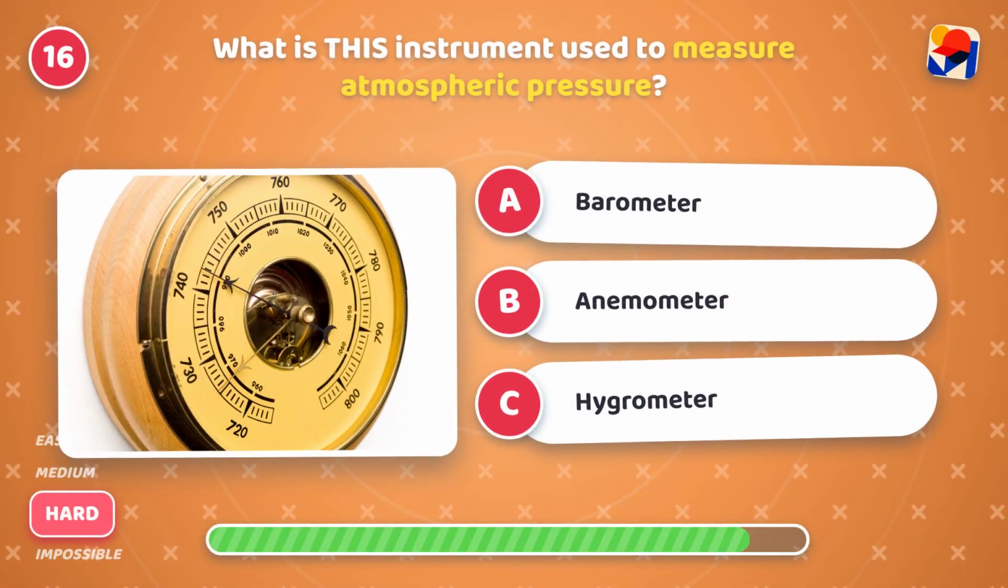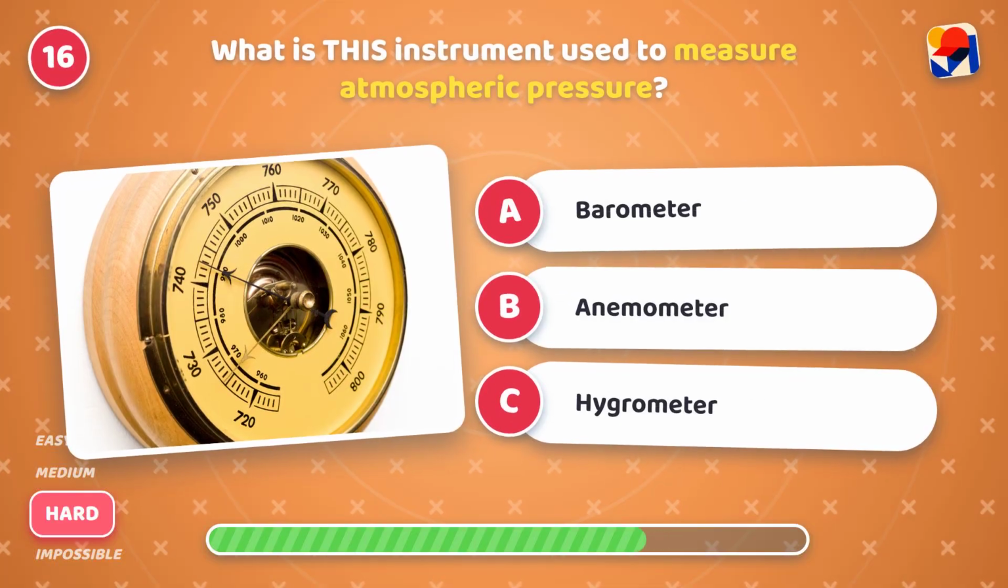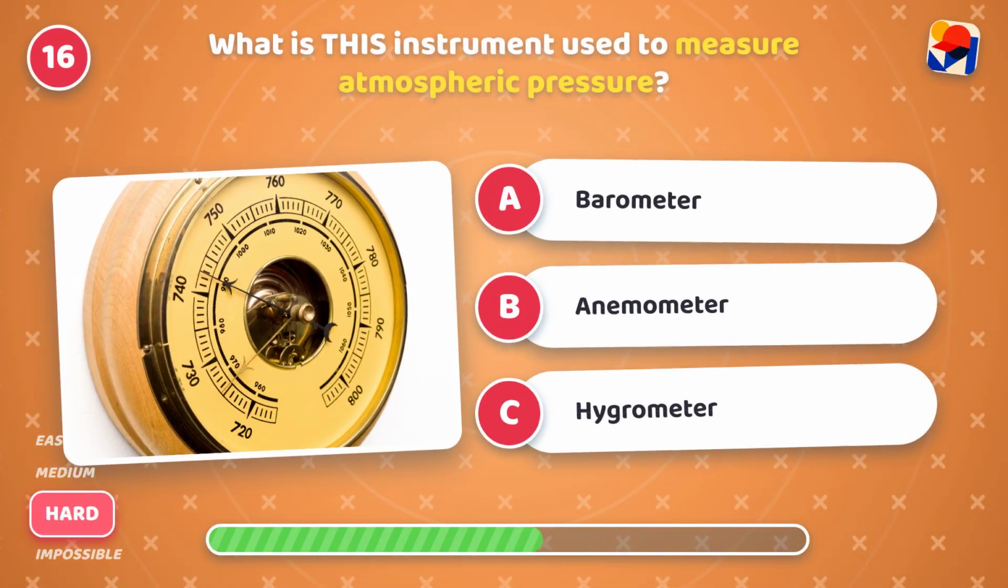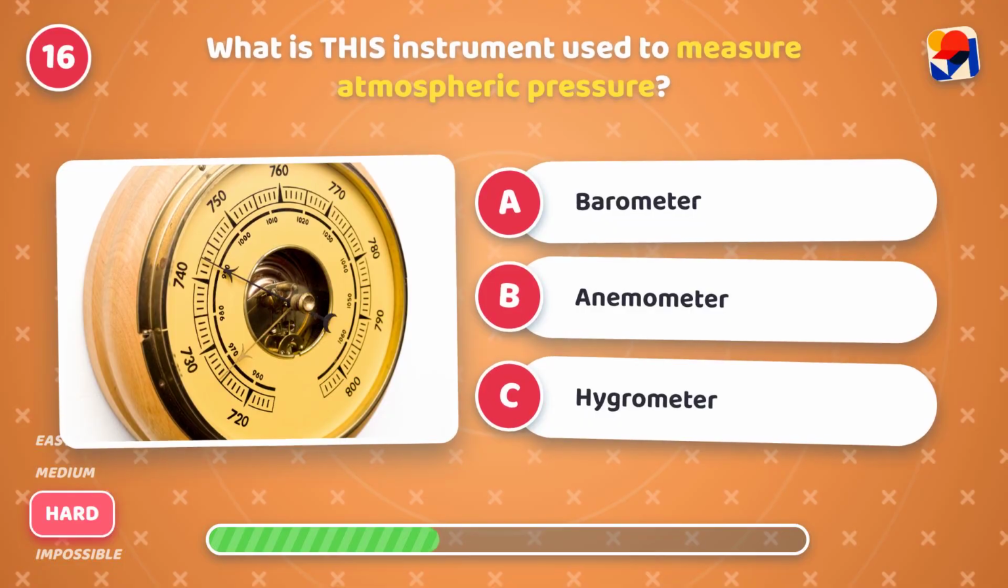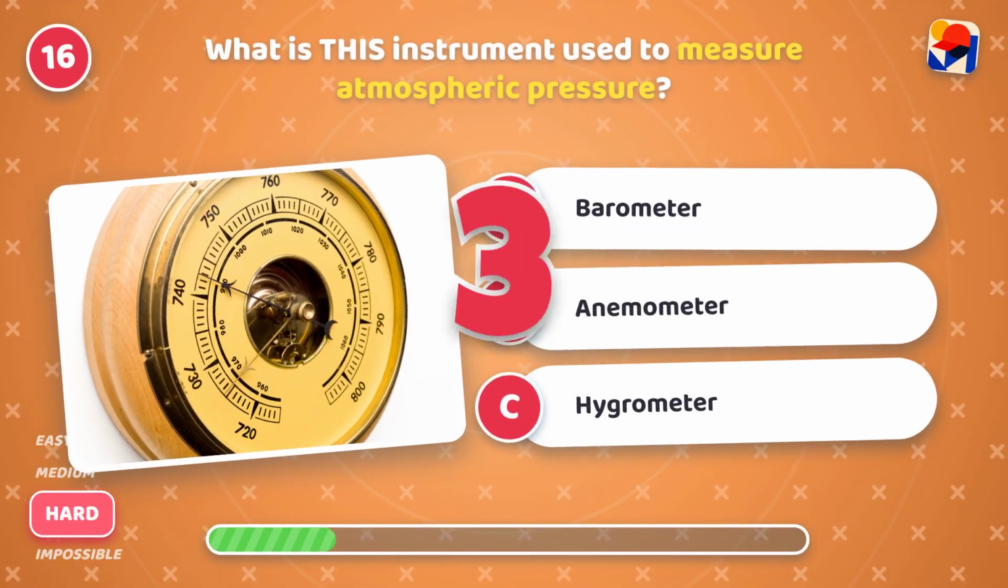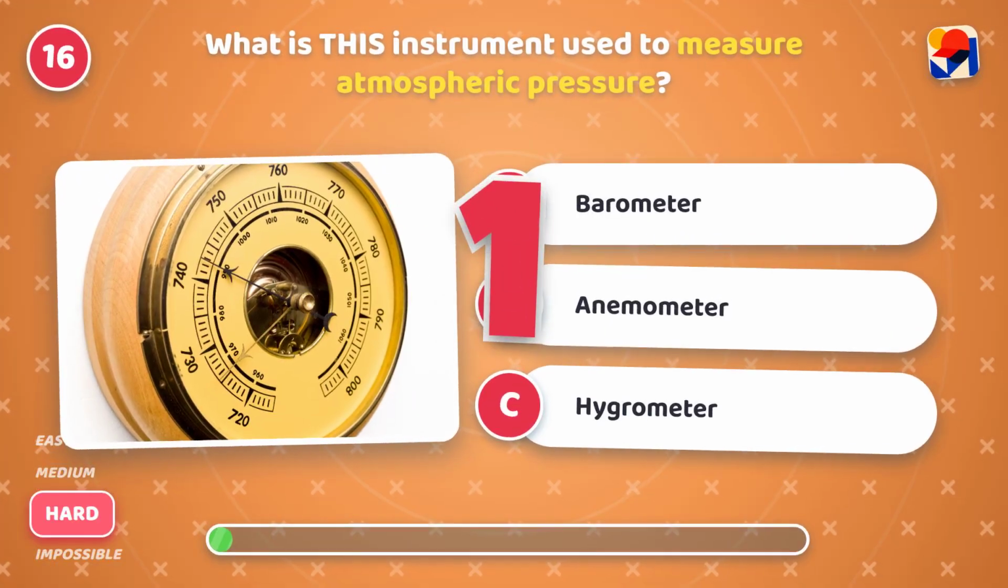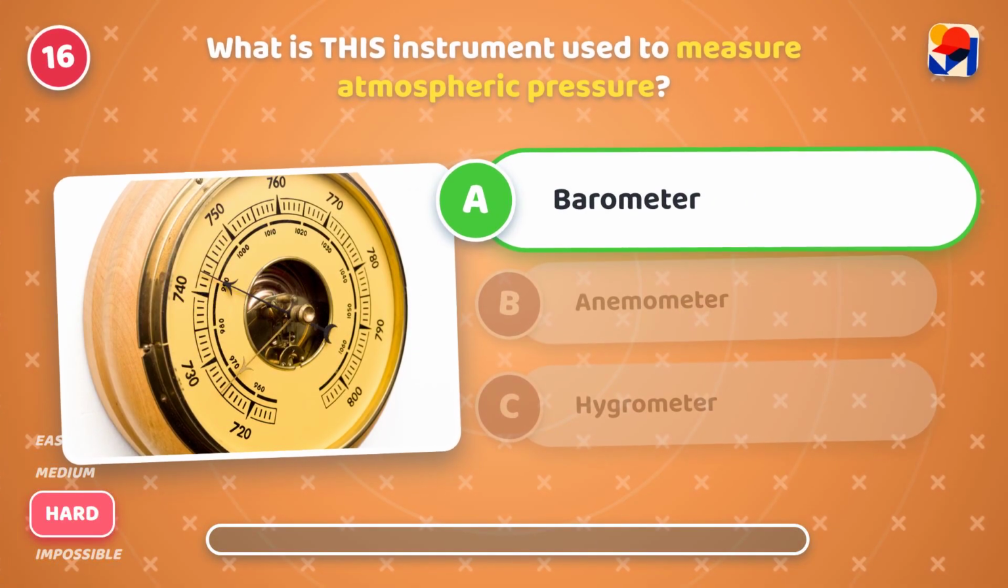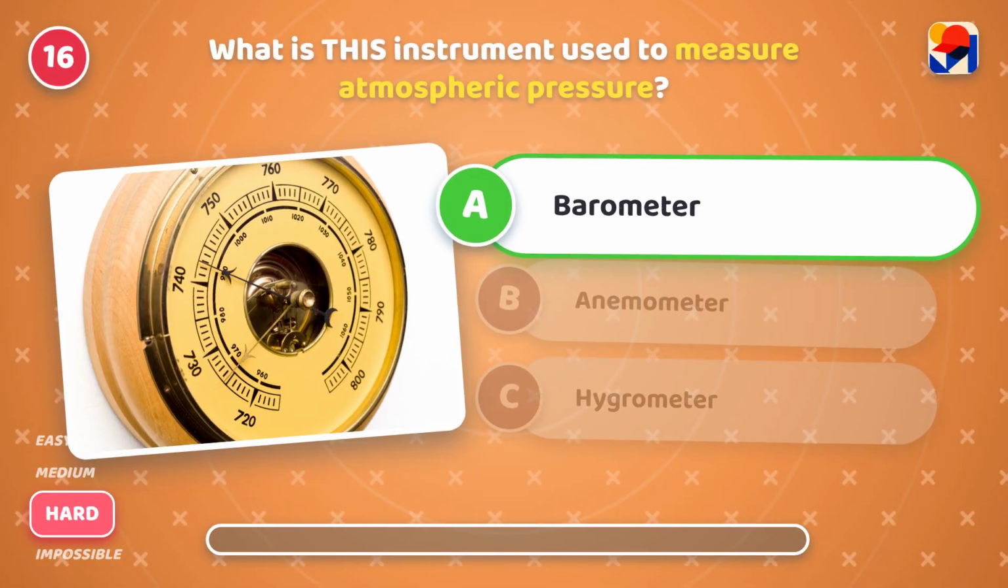What is this instrument used to measure atmospheric pressure? Is it A, barometer, B, anemometer, or C, hygrometer? It's A, barometer. It measures air pressure to forecast weather.